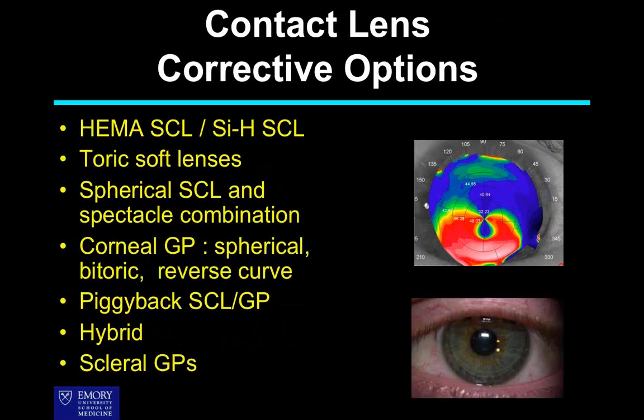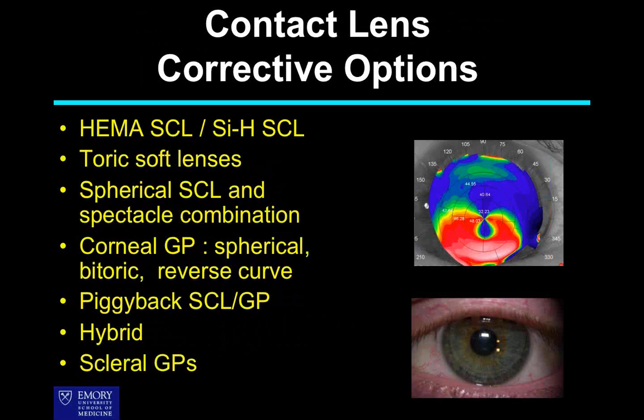Among our contact lens options are soft lenses, either hema or silicone hydrogel, toric designs. We may have an early keratoconus patient who is a high myope, and we can correct the high myopic component with a spherical, even daily disposable, contact lens and a spectacle overcorrection. This may work early on.